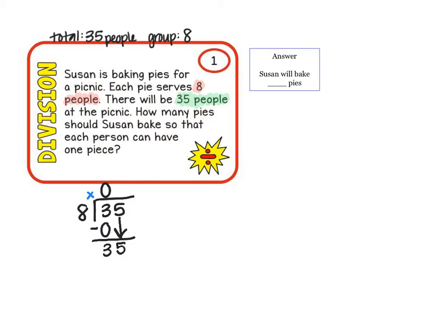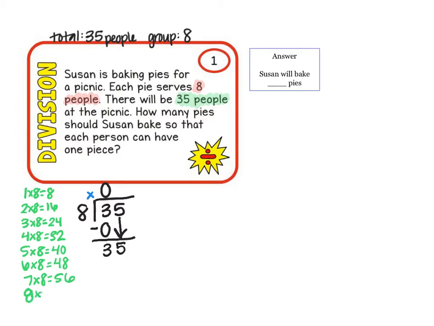Now I start that process over with the number 35. If you don't know the multiples of 8 off the top of your head, it's okay to list them. So 1 times 8 is 8. 2 times 8 is 16. 3 times 8 is 24. 4 times 8 is 32. 5 times 8 is 40. 6 times 8 is 48. 7 times 8 is 56. 8 times 8 is 64. 9 times 8 is 72. And 10 times 8 is 80.